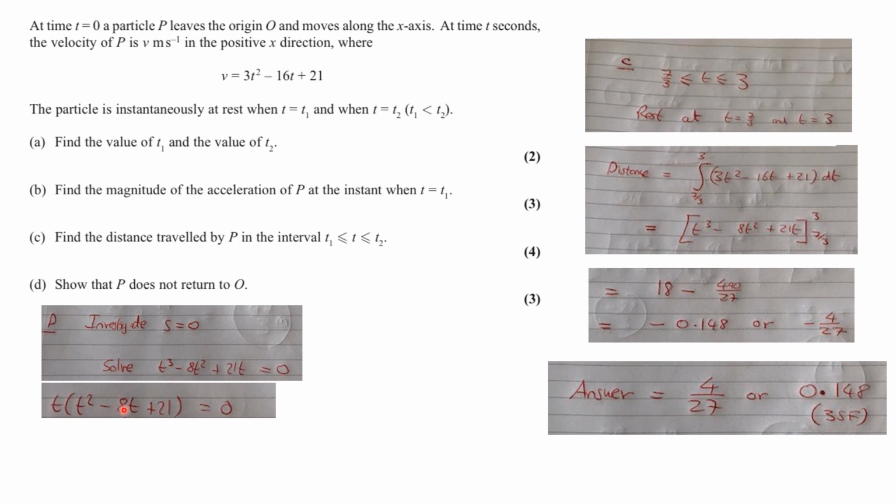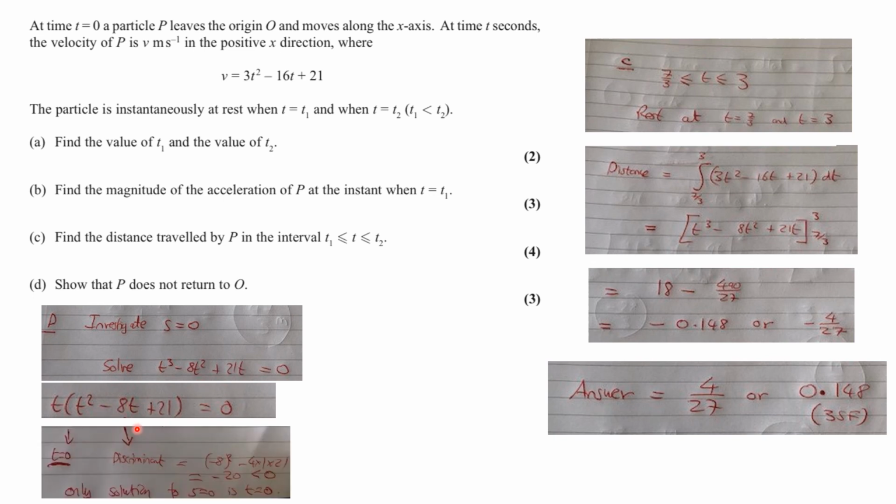So the only solution is the t in the front. So if you set t equal to 0, that's the only solution. There's no solutions from there. So let's see that. There we go. This bit here, t equal to 0. This bracket here, if you work out the discriminant, you have minus 8 all squared, which is 64, minus 4 times 21, which is 84. So 64 minus 84 is minus 20.